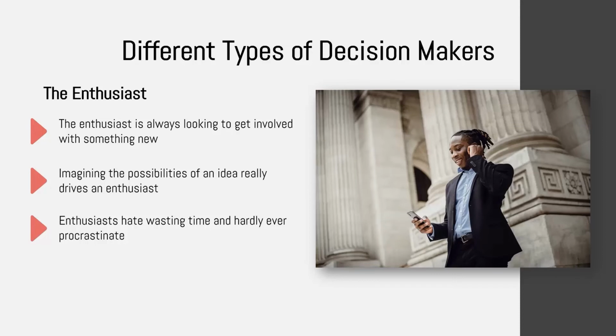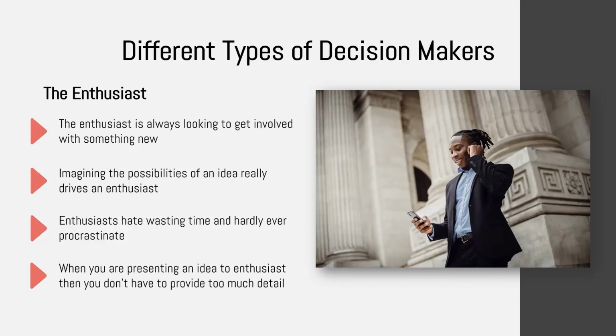Decision-making with enthusiasts begins with excitement. They will then look for facts to back up their enthusiasm. If they are unable to find the facts, then their excitement for the idea will quickly diminish. When you are presenting an idea to an enthusiast, you don't have to provide too much detail, but they will want you to provide a detailed plan of how to implement the idea successfully. If you don't have a plan for them, then they will go off your idea fast.